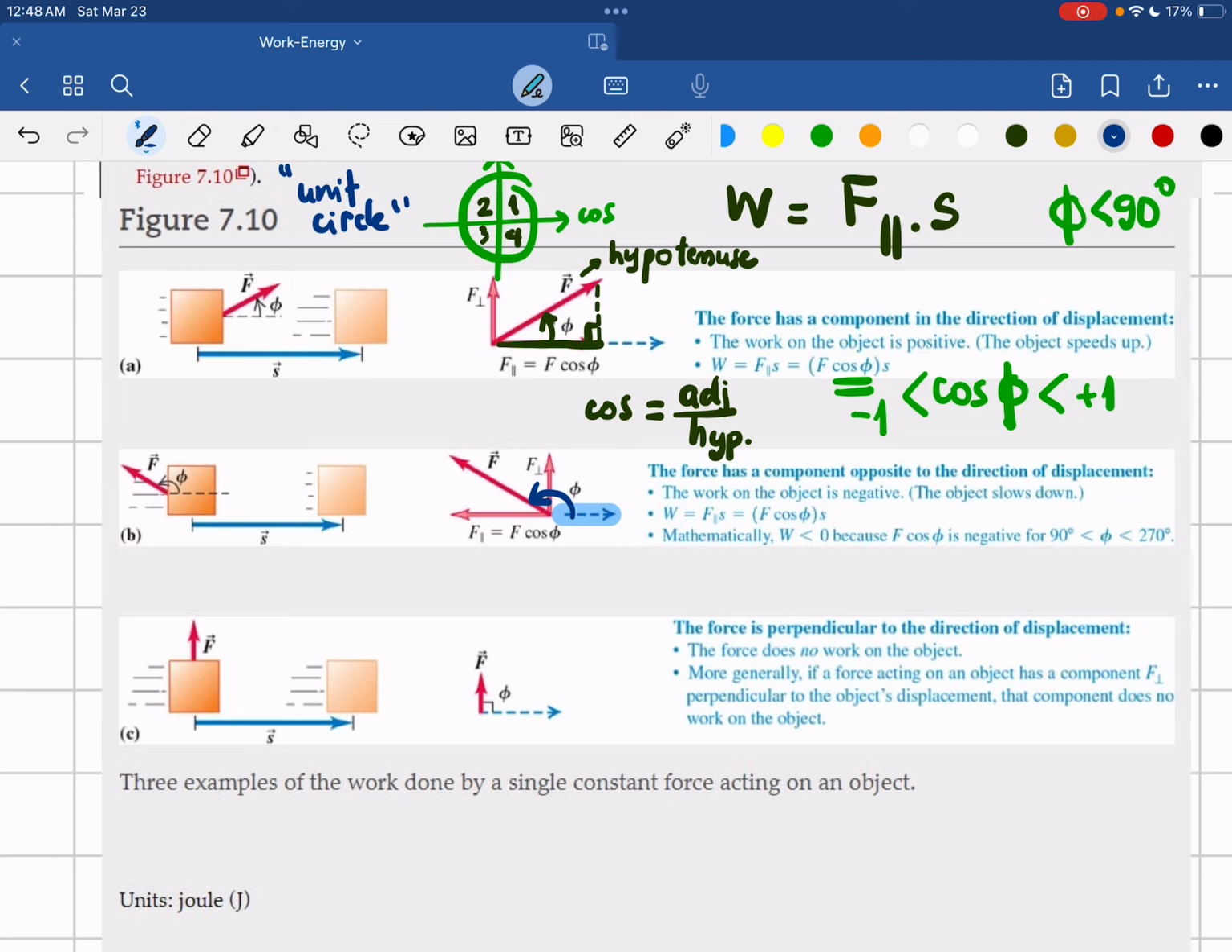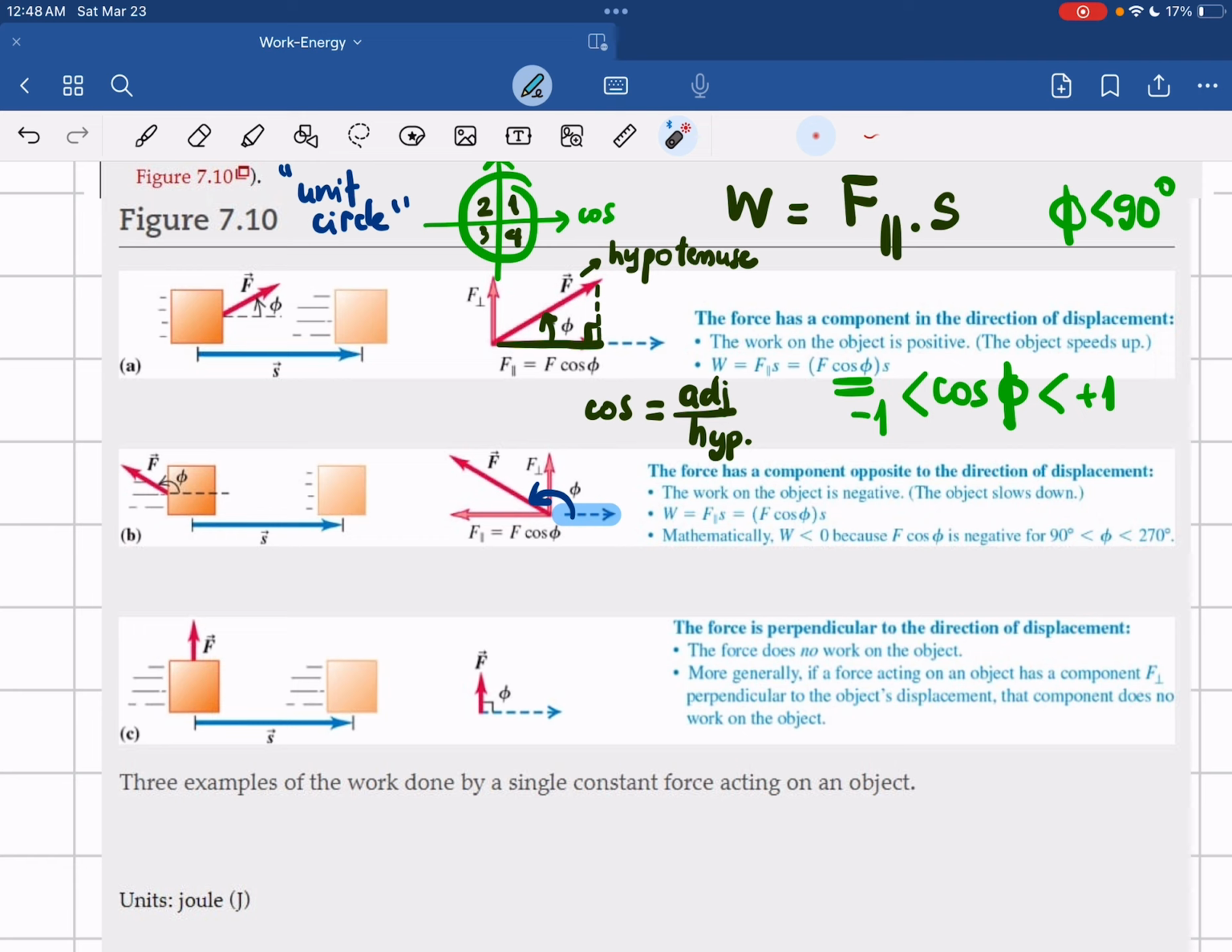So that's why now you can see that this angle this time is greater than 90, which, if you follow the unit circle, should be in zone number 2, and then the cosine here should be negative. So mathematically, this one is negative. Okay, as they mentioned here, when the angle is greater than 90 and less than 270 degrees. So anyways, it's negative. It makes sense.